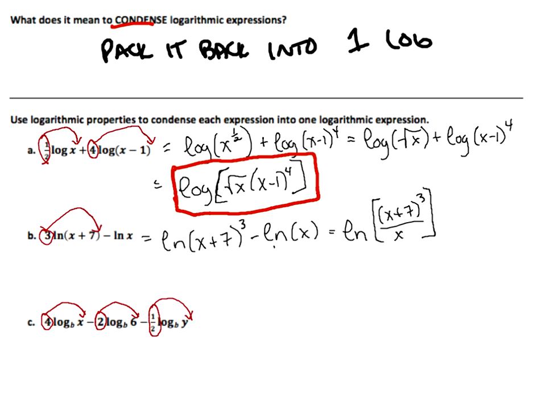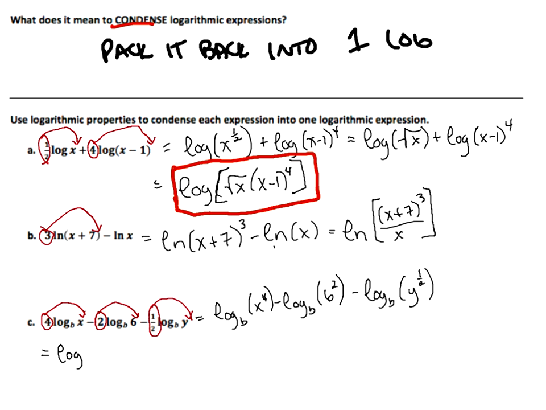Which puts me here. I have log base b of x to the 4th minus log base b of 6 squared minus log base b of y to the 1/2. Okay.